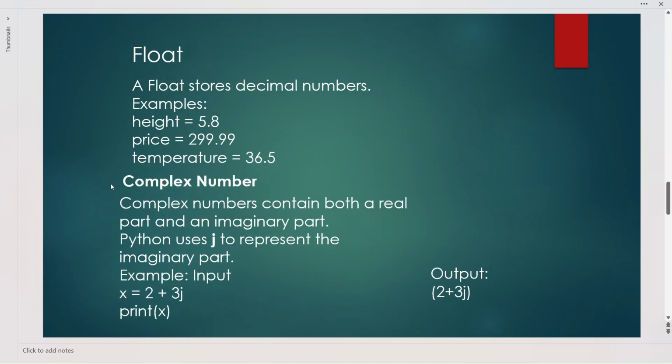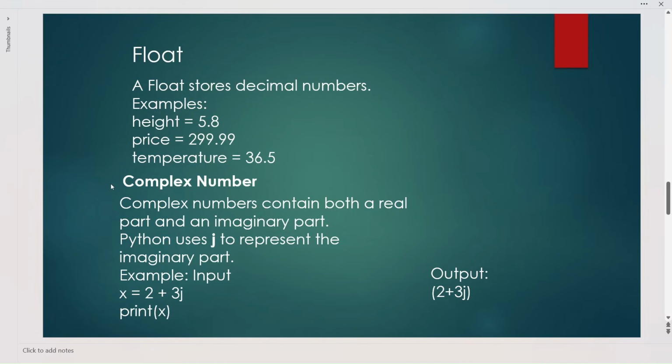Then float. In float, it will store only decimal values. It doesn't store any integer values. It will store only decimal points like percentage. See here, height equal to 5.8. In between the numbers, the point must be there. So the decimal values are only stored in the float.